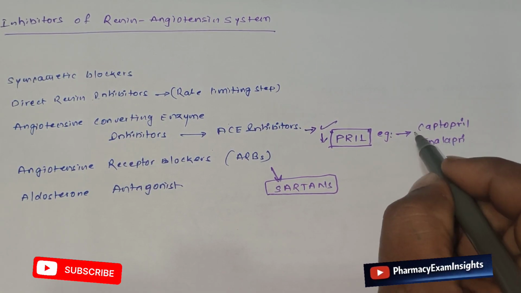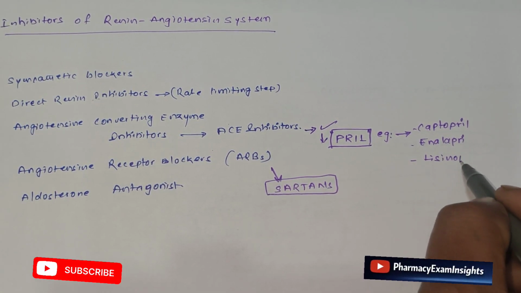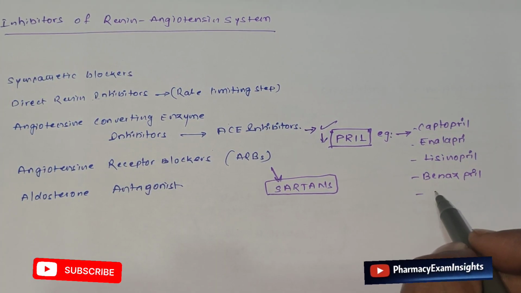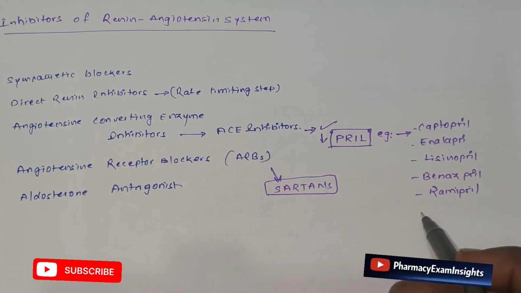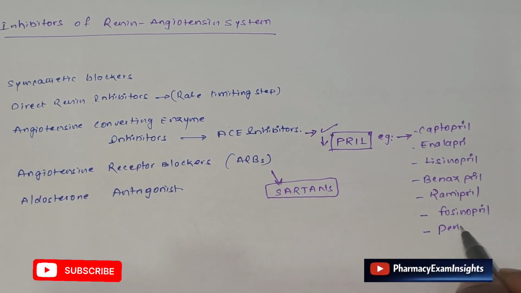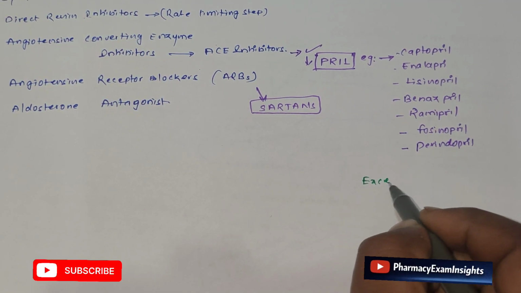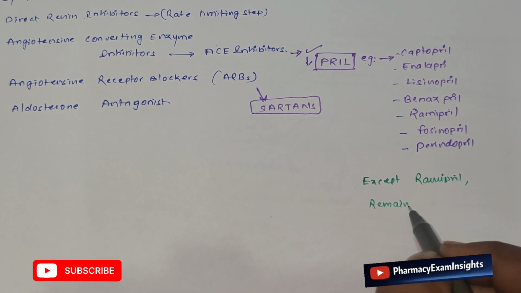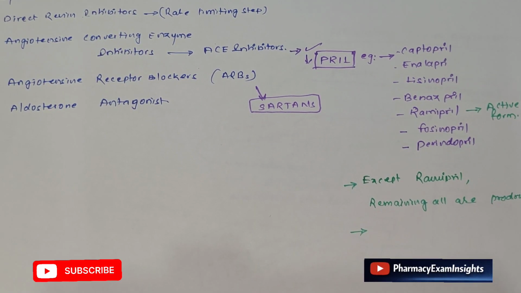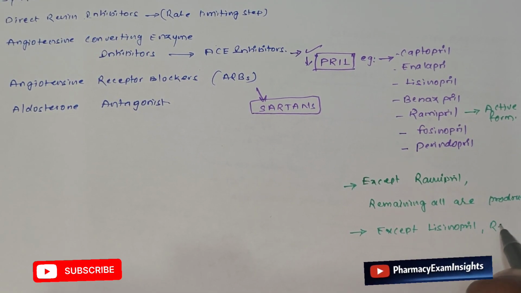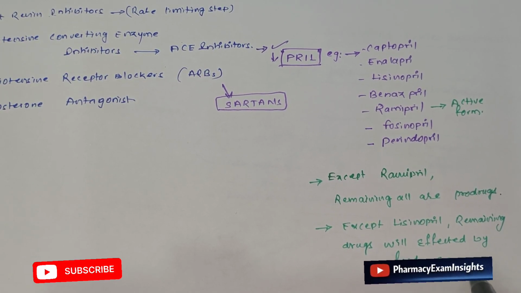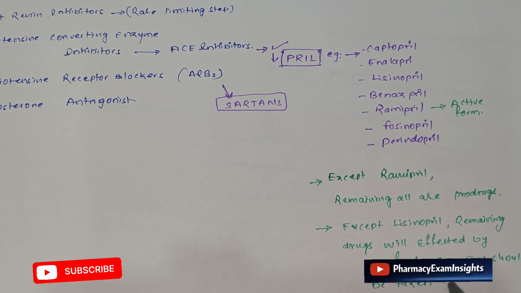Examples: Captopril, Enalapril, Lisinopril, Benazepril, Ramipril, Fosinopril and Perindopril. Except Ramipril, all drugs are prodrugs. Ramipril is the only active form. Except Lisinopril, the remaining drugs will be affected by food, so they should be taken 1 hour before food or after food.